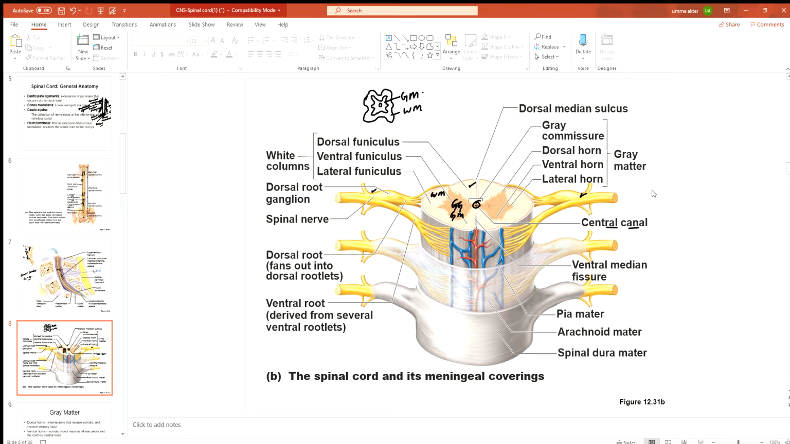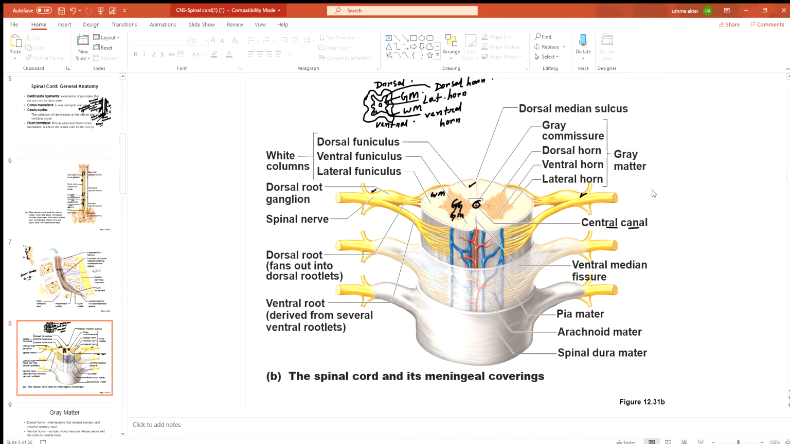And in each half of the gray matter you have three horns. If this is the front, this is ventral, and this is dorsal or back. So there are three horns. You see one ventral horn, dorsal horn, lateral horn. So this is ventral horn, this is lateral horn, and this one is dorsal horn. So in each side of the gray matter you have three horns. Same thing here, ventral horn here, lateral horn, and dorsal horn.